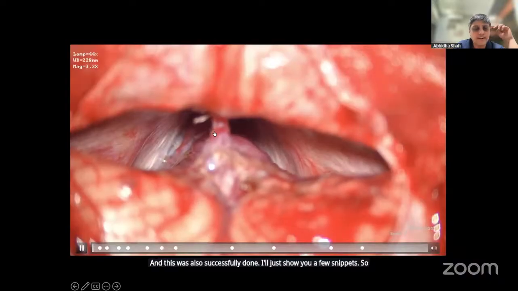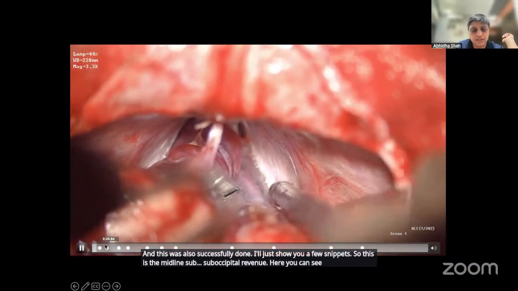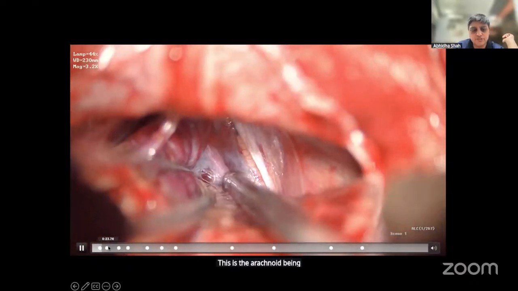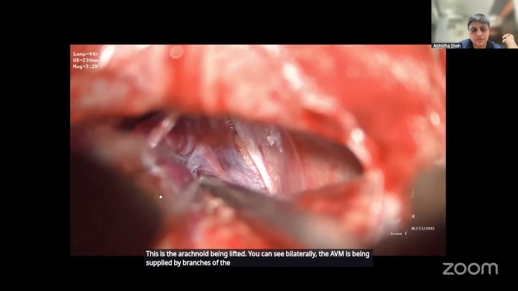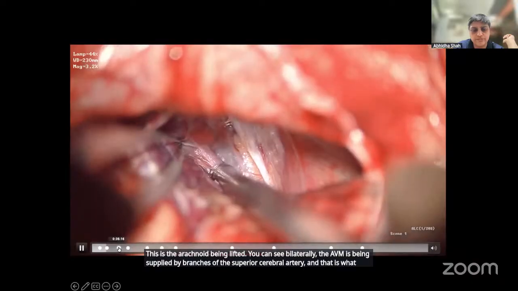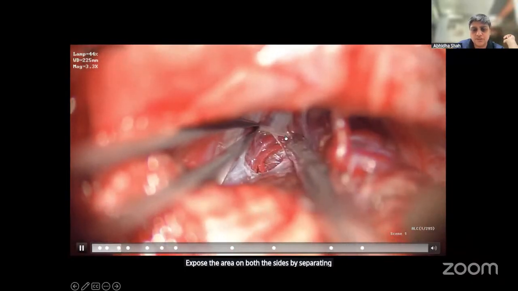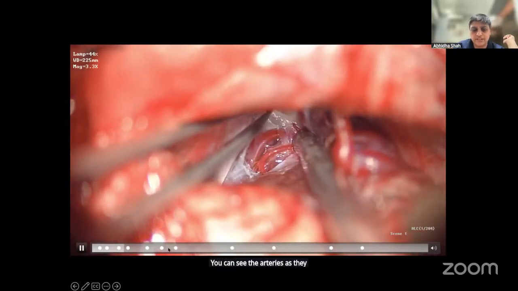So this is the midline suboccipital approach. Here you can see the supracerebellar approach. This is the arachnoid being lifted. You can see bilaterally the AVM is being supplied by branches of the superior cerebellar artery, and that is what I'm trying to do here first: expose the area on both the sides by separating the arachnoid. You can see the arteries as they are going on to supply the AVM.